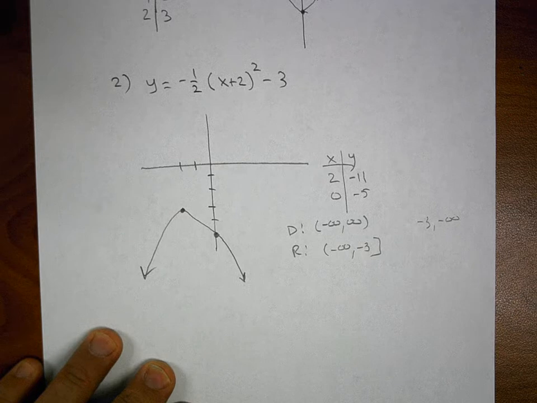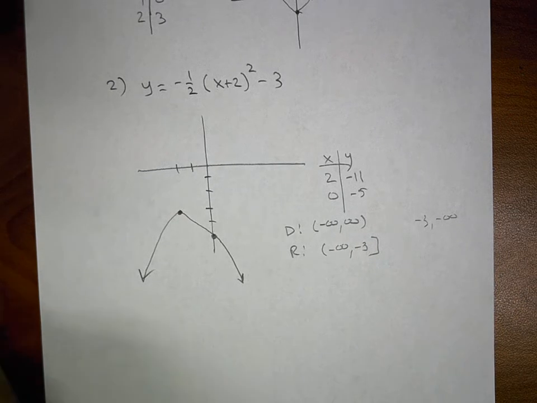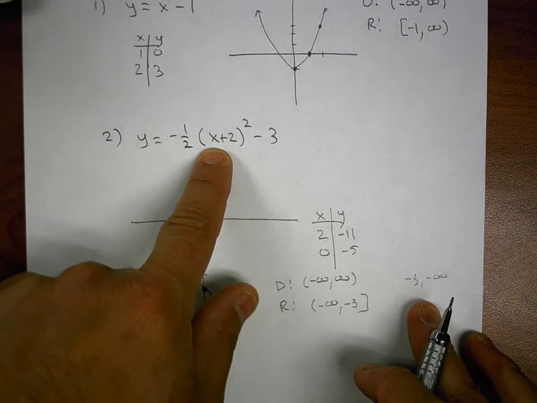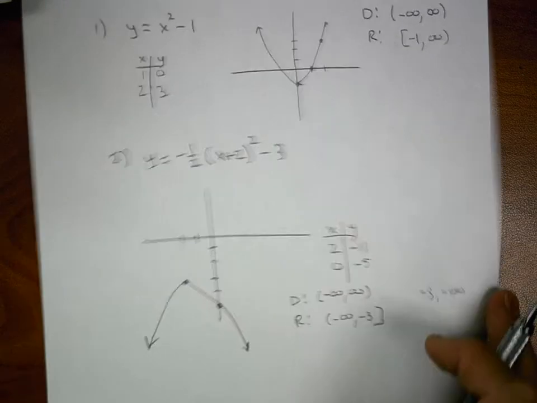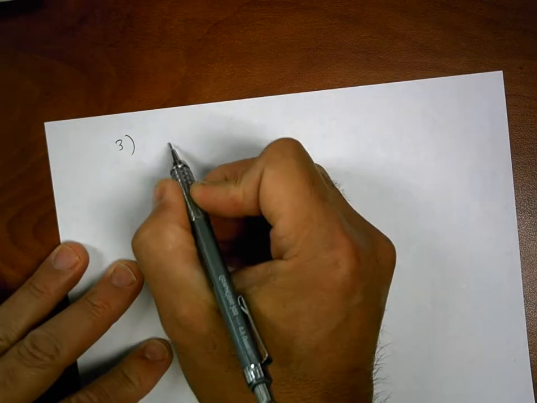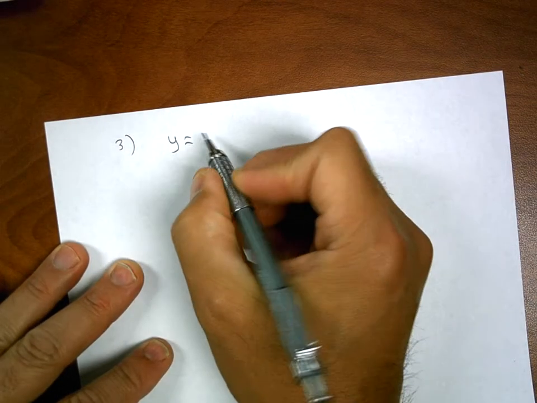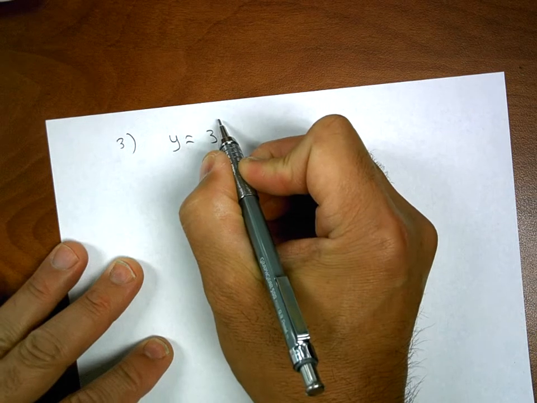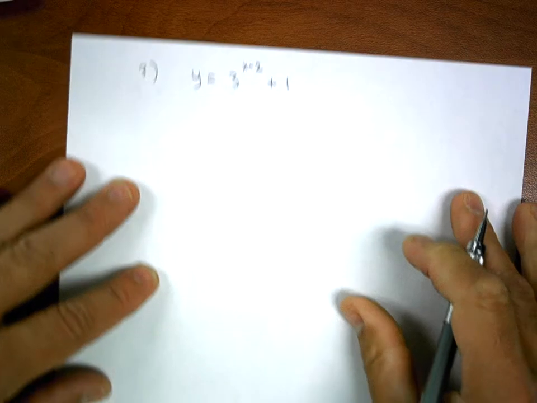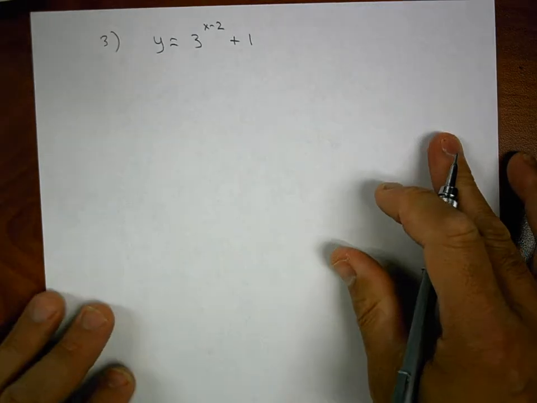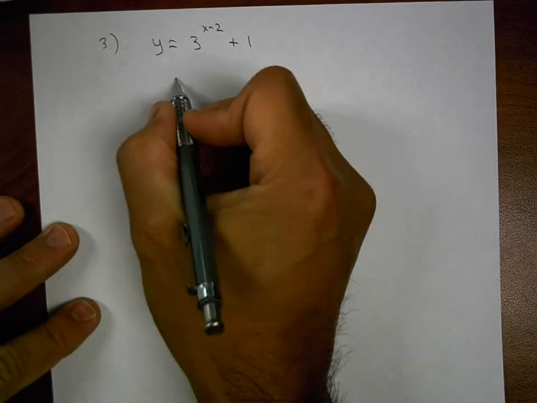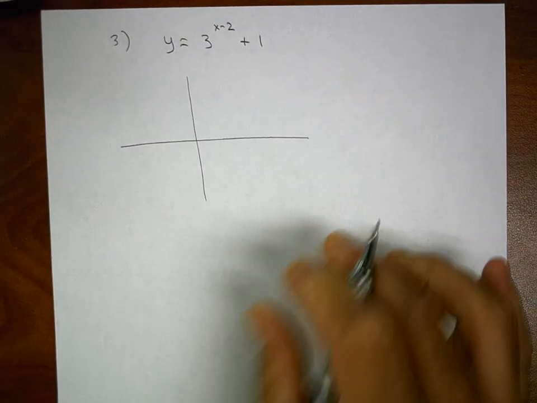Perfect. Good, good. All right, so let's look at exponential. So kind of easier now that we know shifts, isn't it? Okay, so number 3. y is equal to 3 to the power of x minus 2, plus 1. Okay, so we're going to sketch it, domain and range.